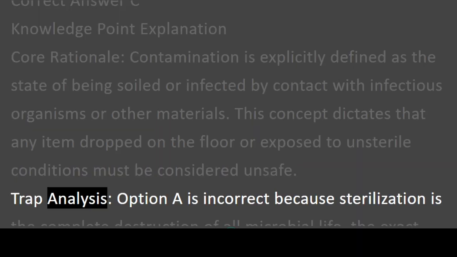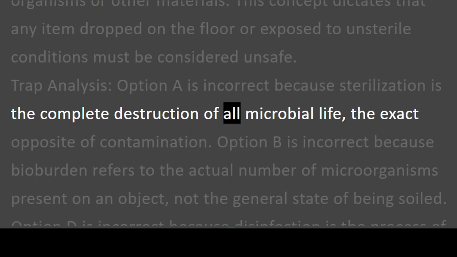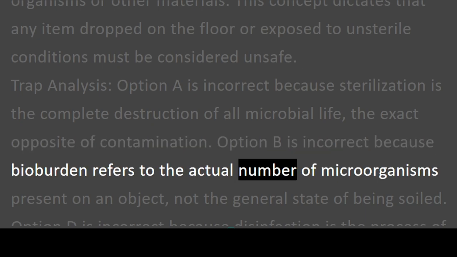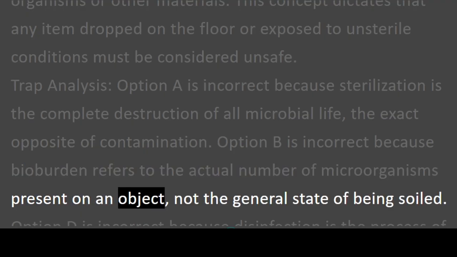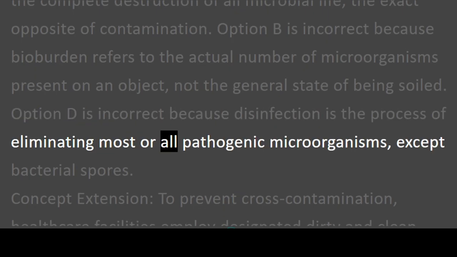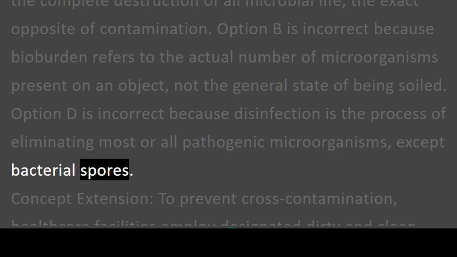Trap analysis. Option A is incorrect because sterilization is the complete destruction of all microbial life, the exact opposite of contamination. Option B is incorrect because bioburden refers to the actual number of microorganisms present on an object, not the general state of being soiled. Option D is incorrect because disinfection is the process of eliminating most or all pathogenic microorganisms, except bacterial spores.